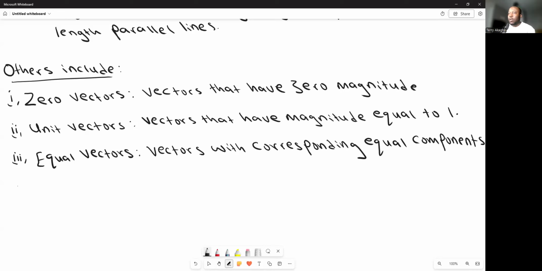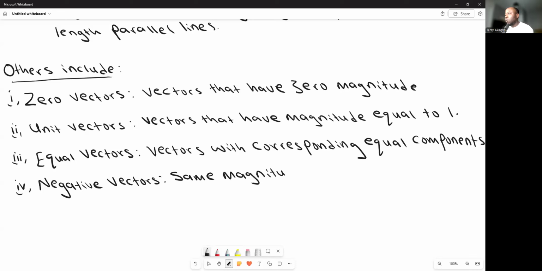Okay. Number 4. The fourth one will be negative vectors. Negative vectors have the same magnitude, but opposite direction.